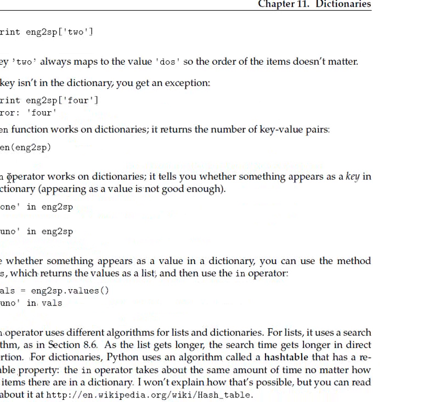You can use the in operator. You've been using that for strings and for lists. It also works in dictionaries, and it works automatically for the keys. And so when you ask whether 1 is in English to Spanish, it'll look at all the keys, find 1 as being one of the keys, and it will say true. Uno, however, is not a key. It is a value, and so if you go uno in English to Spanish, somewhat counterintuitively, it will say false.